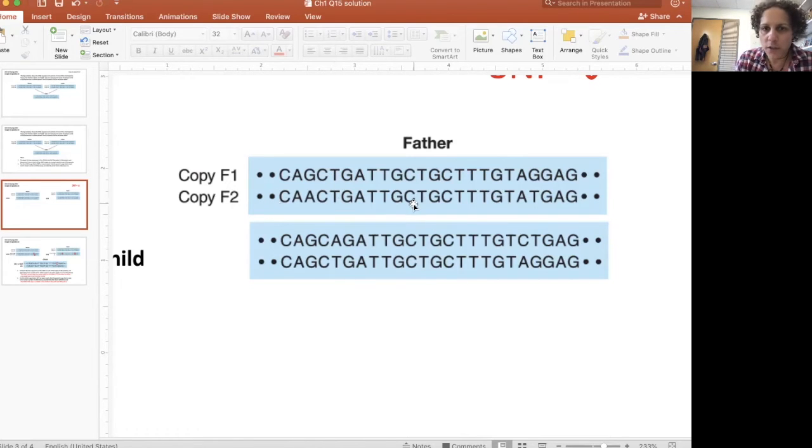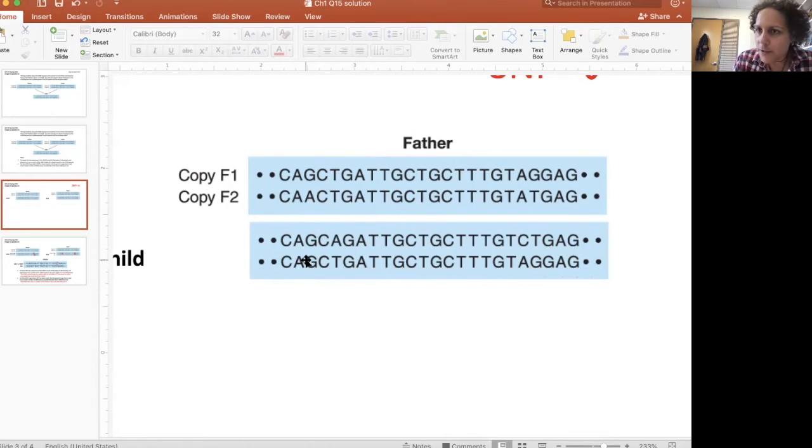Let's look at the second one. And it's the same situation. Actually, we have a SNP even earlier, CAG here, whereas this is the CAA. So this first strand is not a perfect match to either of the father's. Now, the last strand, we're going to compare that to the first and the second. Okay, let's compare it to the first: CAG, CTGA, TT. Okay, looks good, looks good.